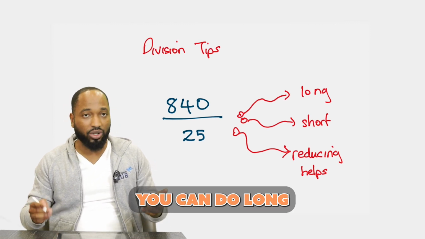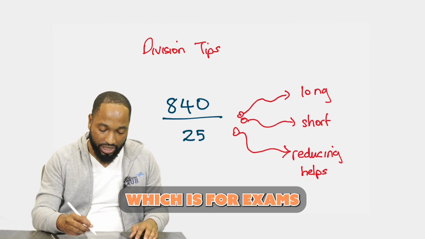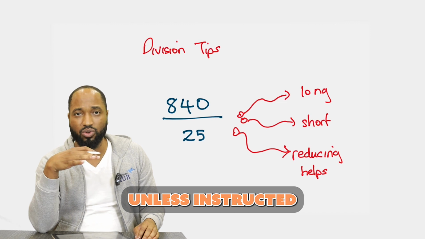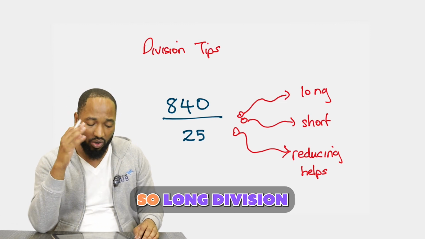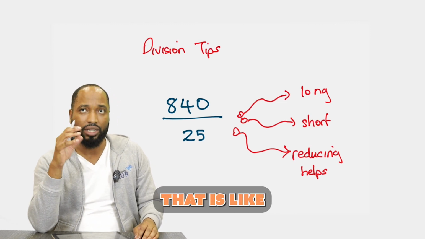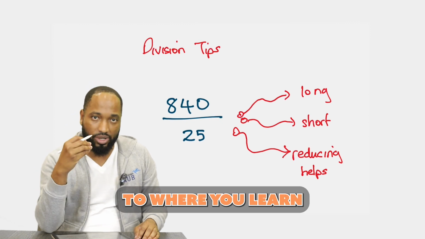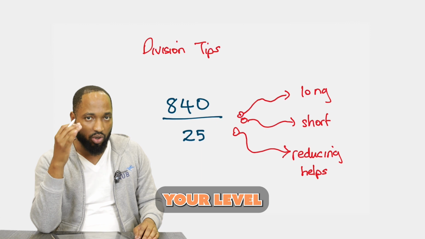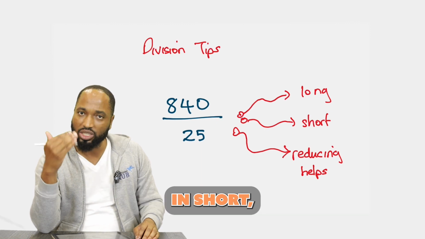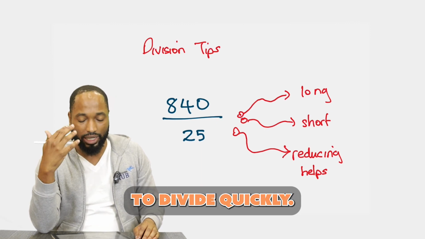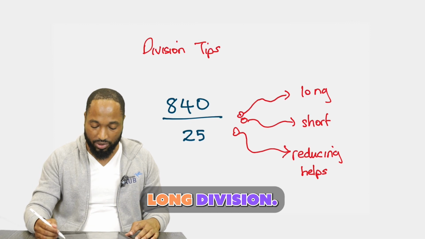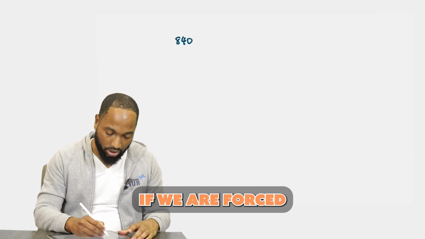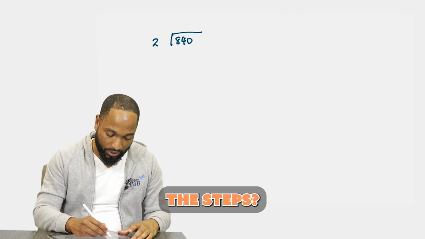Well, you can do long division, which is for exams. Unless instructed, you just use short division. Long division is like a stepping stone to where you learn short division. All students at your level should be getting stronger in short division, being able to divide quickly, so you don't have to do the whole steps in long division. So what if we were forced to do long division for this? What would be the steps?